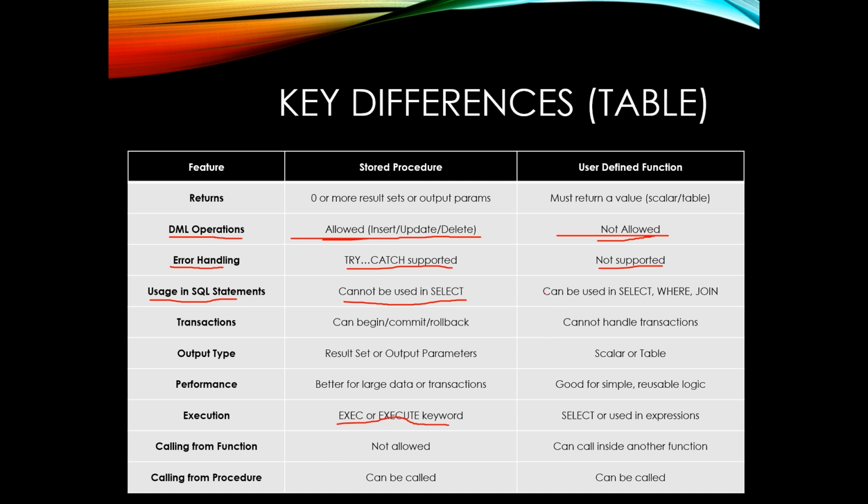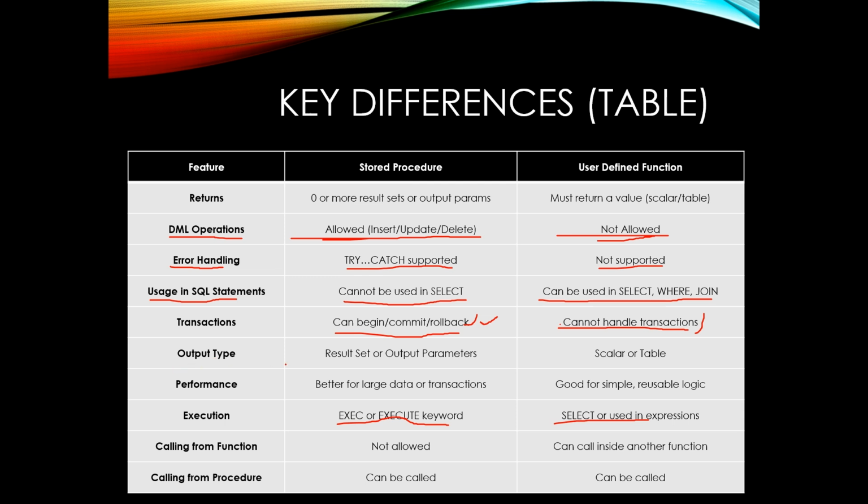But for functions we can use select, where, and join. If talking about transactions, here we can use begin, commit, and rollback. These things we can perform in a stored procedure, but in a function we can't handle transactions. This is the important thing: here we have rollback, but in a function we can't do the same thing.